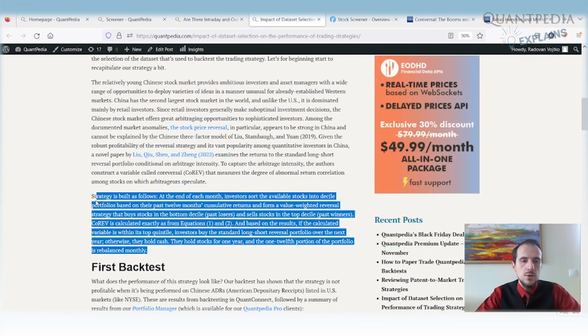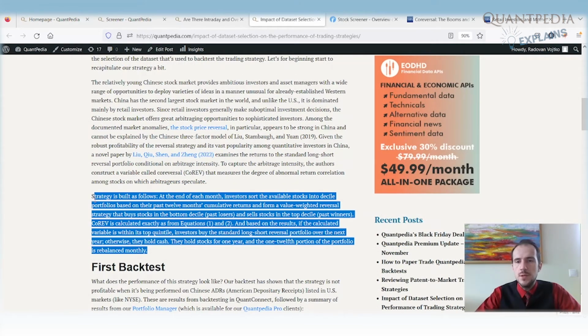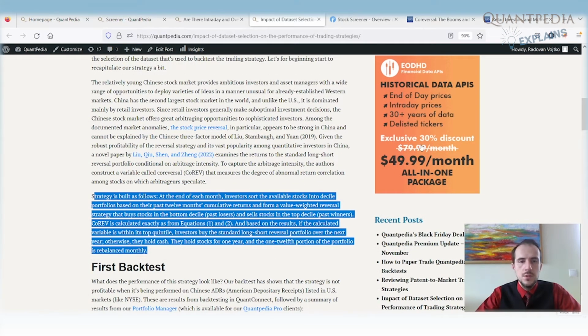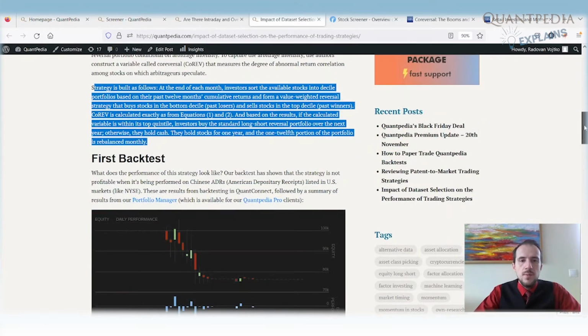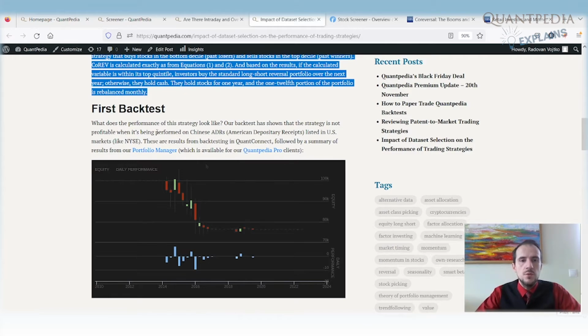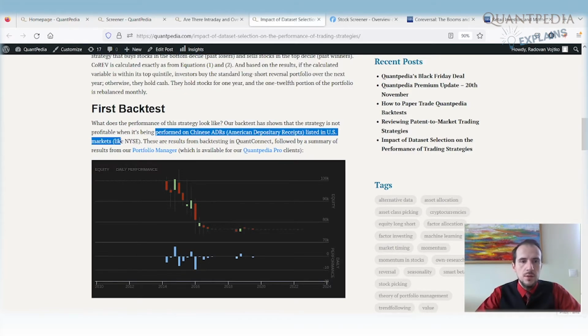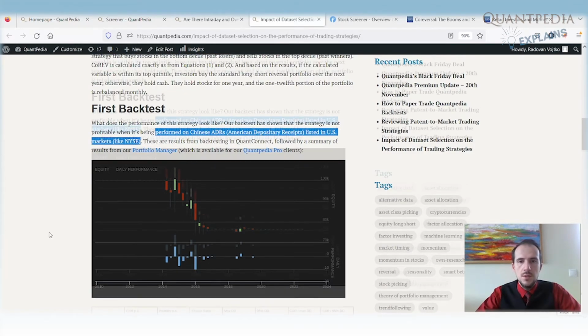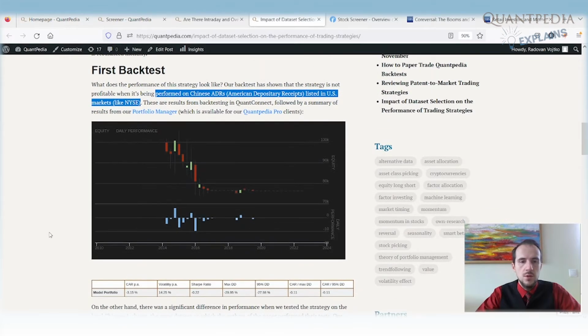The calculation is very easy, and we can use only pricing data to calculate this strategy, so it's not hard to calculate. And we performed two backtests. The first backtest was performed on Chinese ADRs listed in the US market, like the New York Stock Exchange, and we can see that the performance of this strategy is not very nice. So we have a negative performance, a very high drawdown, over 40%. Overall, the strategy is not performing at all on Chinese ADRs in the US.